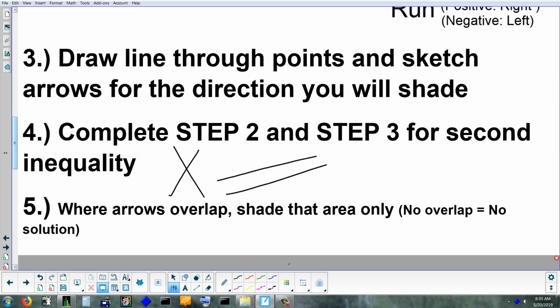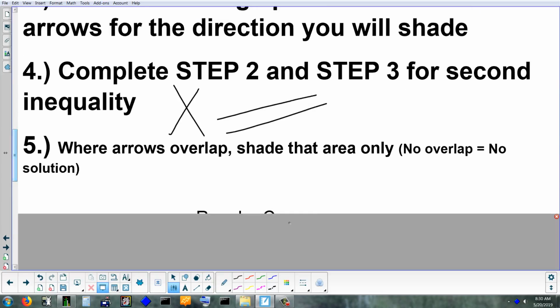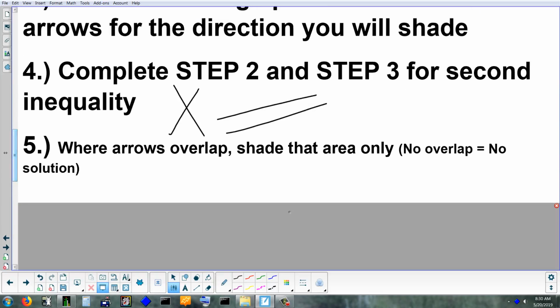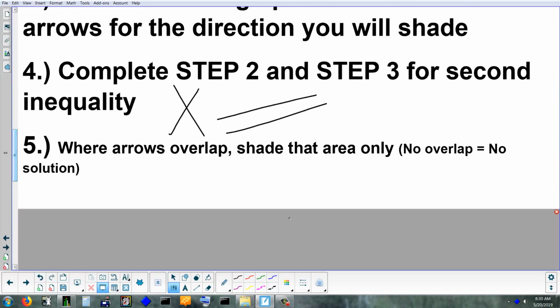So, do steps 2 and 3 for your first one. Do steps 2 and 3 for your second inequality. And now the last step is to shade. Now, the shading, we have to kind of plan ahead a little bit. Okay. Let's say you drew a line, and the answer to that one was to shade above. This is how we're going to shade above. All we're going to do temporarily is go like this.